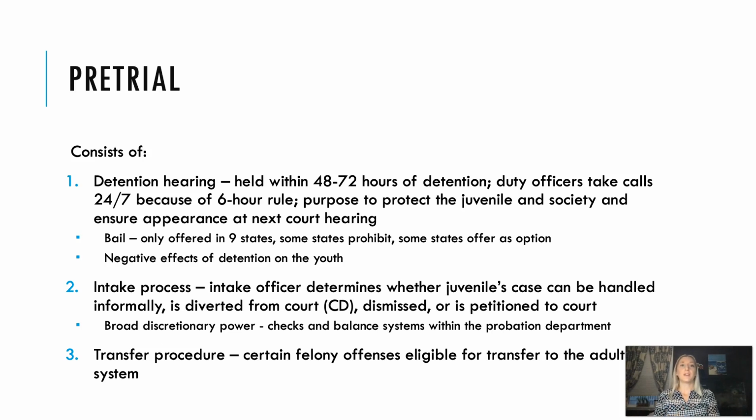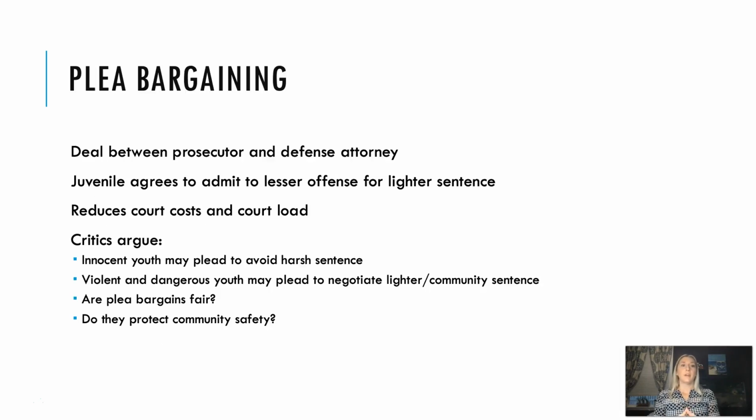So then we have lastly here transfer procedures. At the pretrial stage, this is where certain felony offenses are actually eligible to be transferred to the adult court system for processing. Again, we'll discuss that in Chapter 7. So what is plea bargaining? Because this can happen typically before an adjudication hearing is when they're going to make this determination.